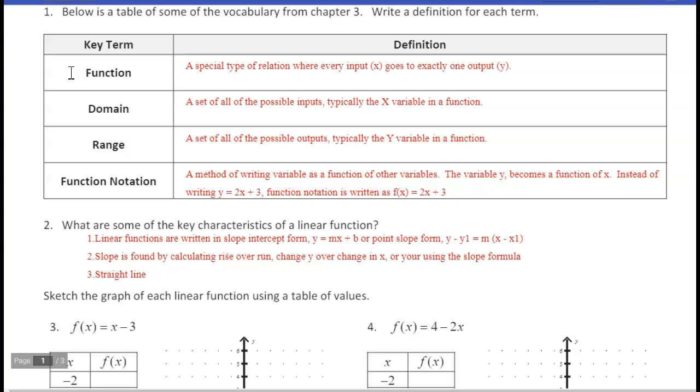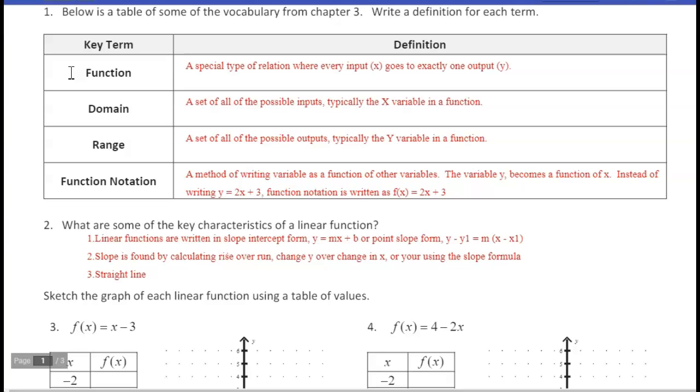And then our function notation, this is something that confuses people, but after the last chapter, when we used substitution, that's kind of what this is. A method of writing a variable as a function of other variables. The variable y becomes a function of x, so instead of writing y equals 2x plus 3, function notation is just simply written as f of x equals 2x plus 3.